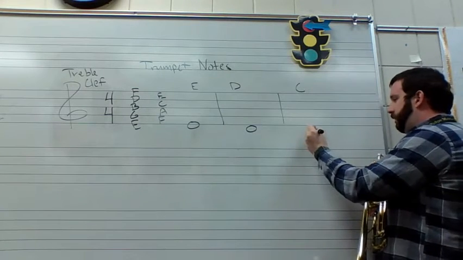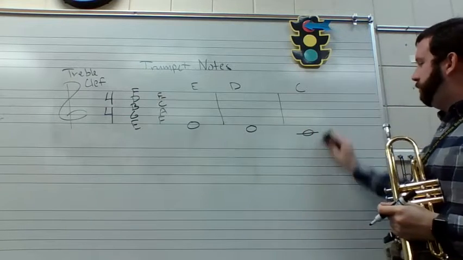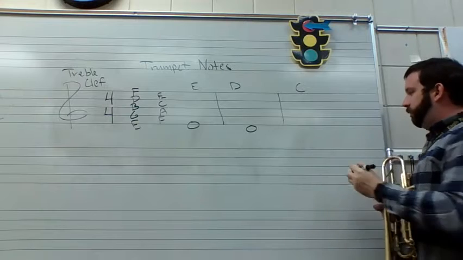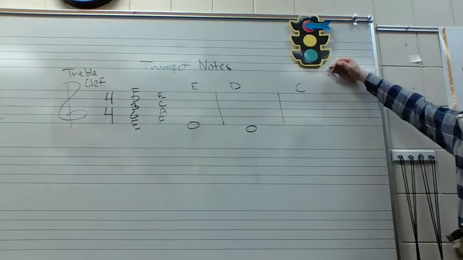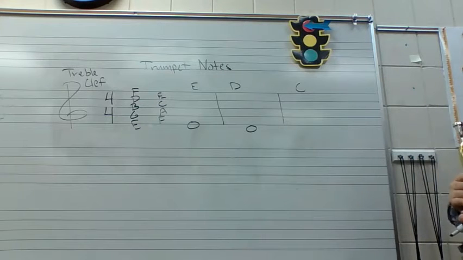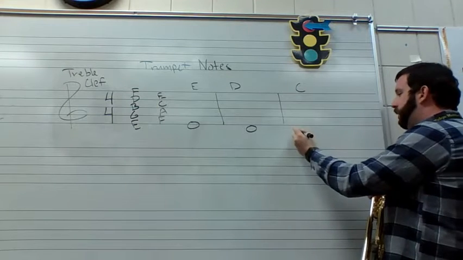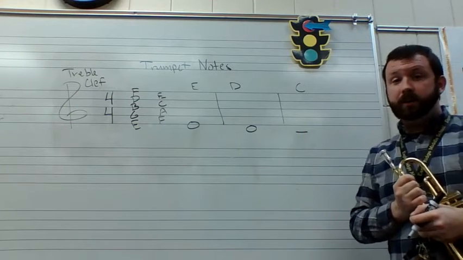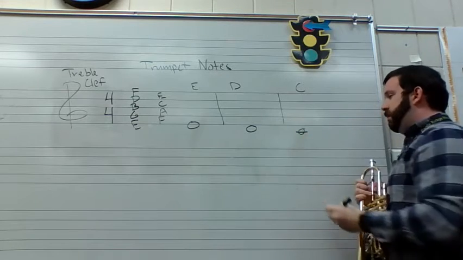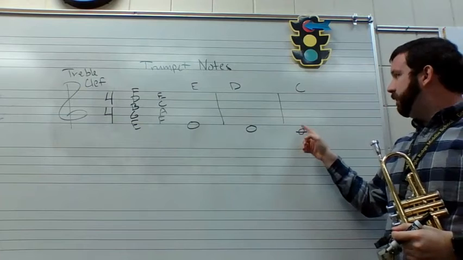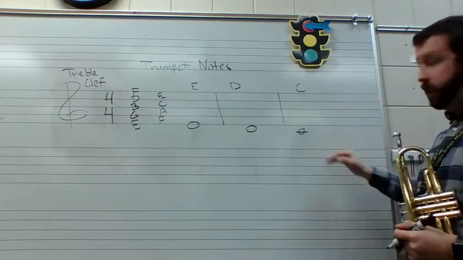For C, well, first off, let me talk about ledger lines. Sometimes we can have notes that are even farther below the staff or even higher than the staff itself. And we tell where those notes are by extending the staff and adding lines, just with a little line. That's called a ledger line. And so for C, we're going to put C right on our first ledger line, our first line that extends the staff.